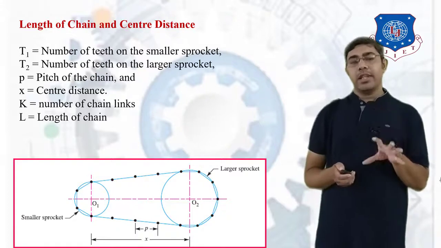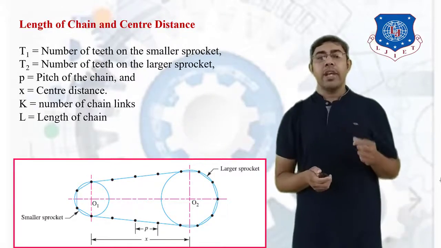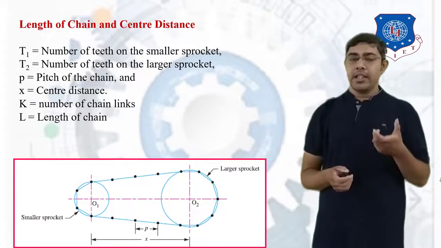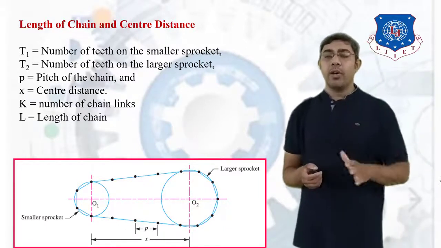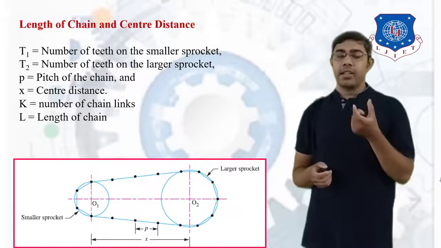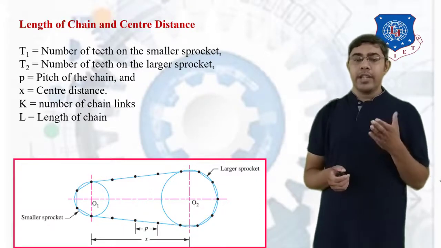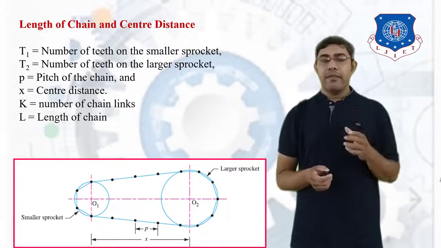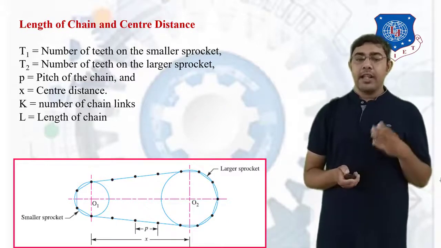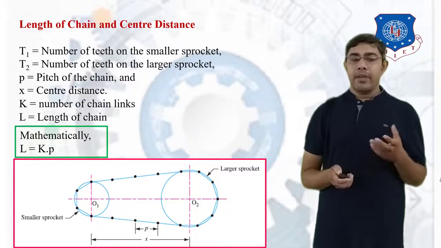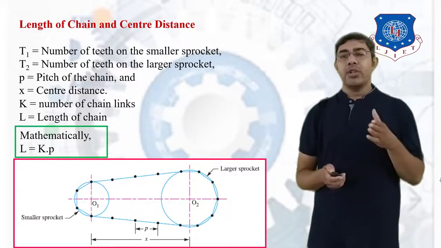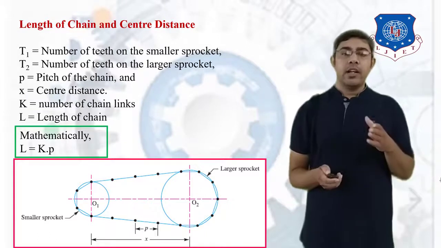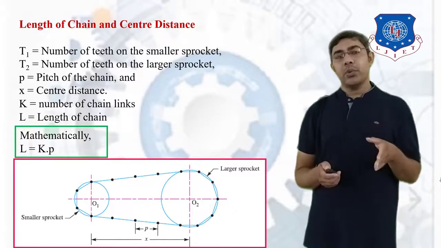According to these configurations, we first have to find the length of the chain. If we consider the figure, you can see a number of hinge points shown, and the length between these hinge points is nothing but the pitch, and we have to calculate the length of this chain. If there are K number of chain links, then mathematically L is nothing but K into P, where K is the number of chain links and P is the pitch of the chain. So the length is L equal to K into P.